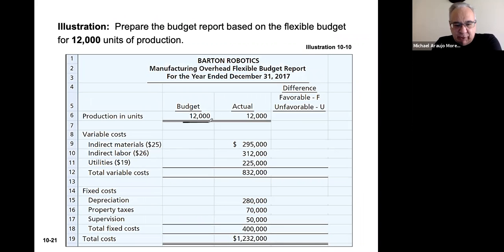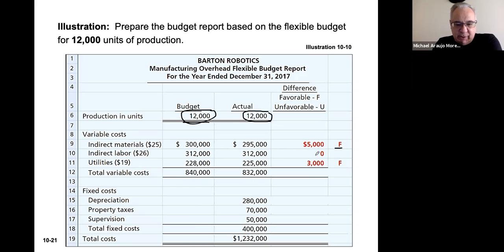For 12,000 units, we are going to have indirect materials budgeted at 300,000, which is what we calculated in the last slide. We actually spent 295. We spent less than what we budgeted for based on 12,000. Look, the budget is for 12,000. The actual. Now it makes sense to compare. And clearly we did better, right? It's favorable because it's under budget by 5,000.